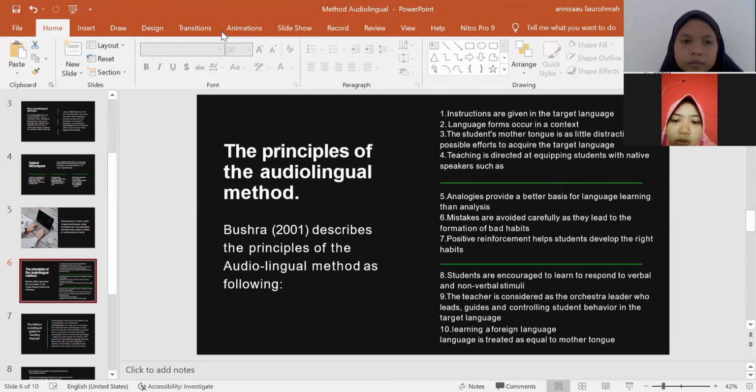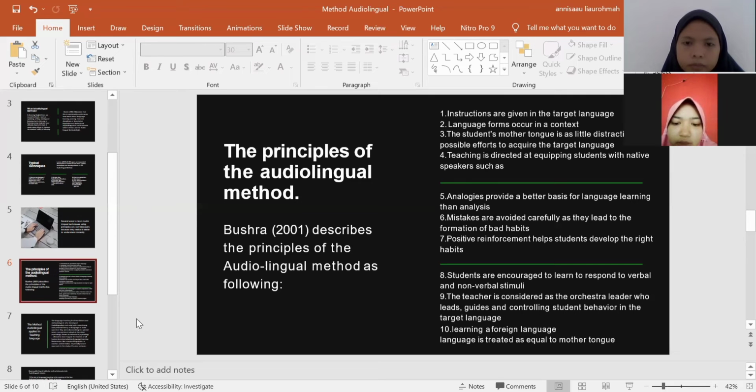Number 4, teaching is directed at equipping students with native-speaker-like ability. Number 5, analogy provides a better basis for language learning than analysis. Number 6, mistakes are avoided carefully as they lead to the formation of bad habits. Number 7, positive reinforcement helps students develop the right habits. Number 8, students are encouraged to learn to respond to verbal and non-verbal stimuli.